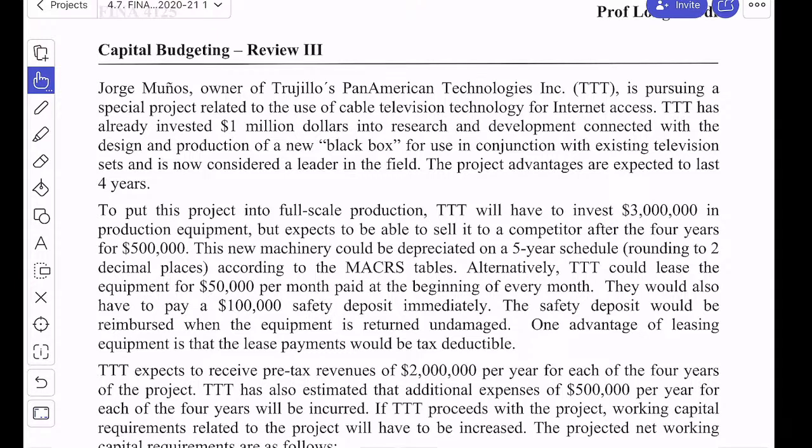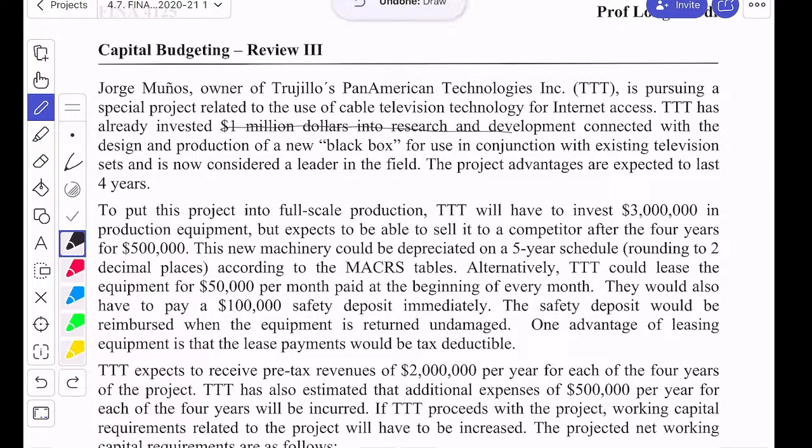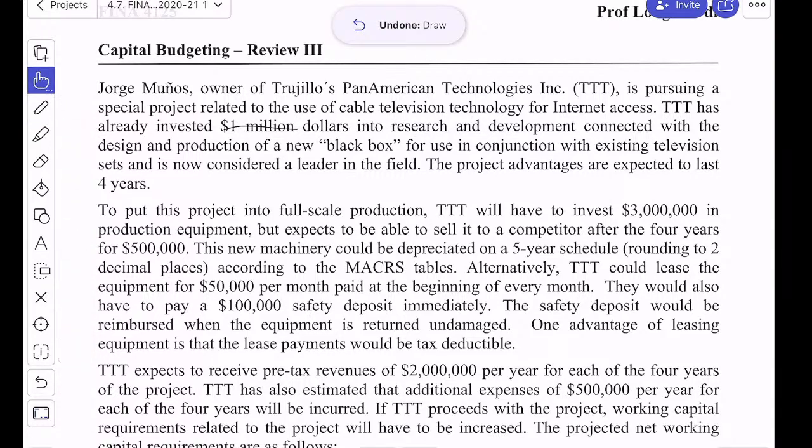In red. First noting this is sunk cost here, so don't worry about that. Jorge Munoz, owner of Trujillo Pan American Technologies, is pursuing a special project related to the use of cable television technology for internet access. He has already invested $1 million into research and development, so that's sunk costs. It's done. If he chooses to do the project, that money's already lost anyway, so it's not incremental.